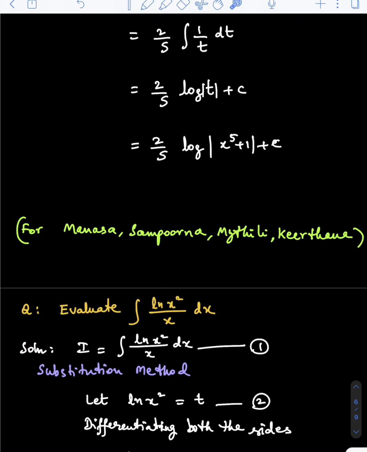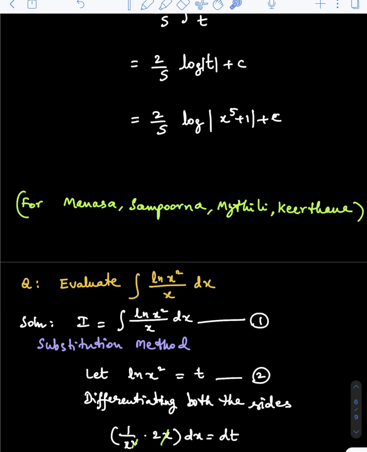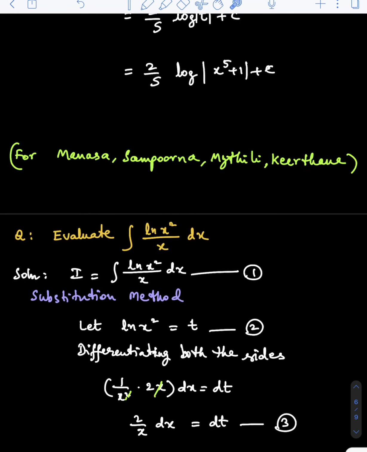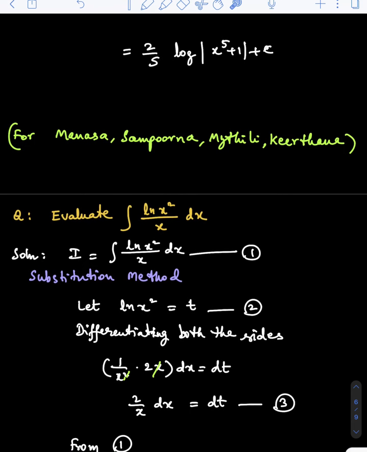Dear children, let us see next problem. Evaluate integral log x square by x dx. Here I have kept that equation 1, substitution method. That ln x square is taken as t there. So differentiating both the sides. So generally for log x differentiation is 1 by x. Here x square, function in function. So for log x square it is 1 by x square, after differentiation. Again we have to differentiate x square also in it. That's why we get 2x there. X cancelled. So 2 by x dx is equal to dt there.